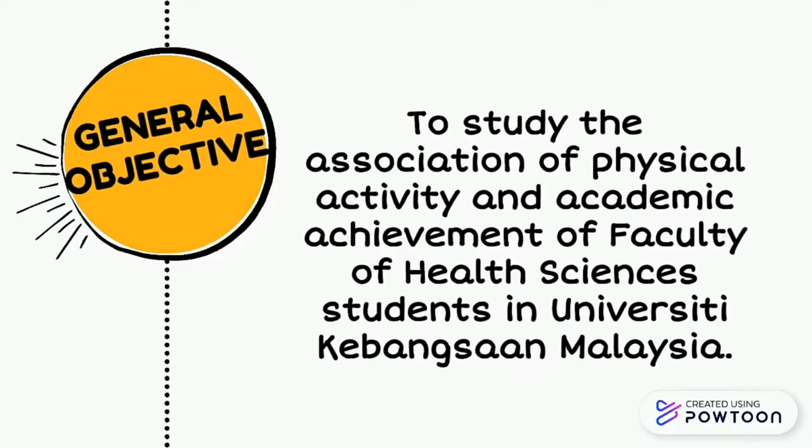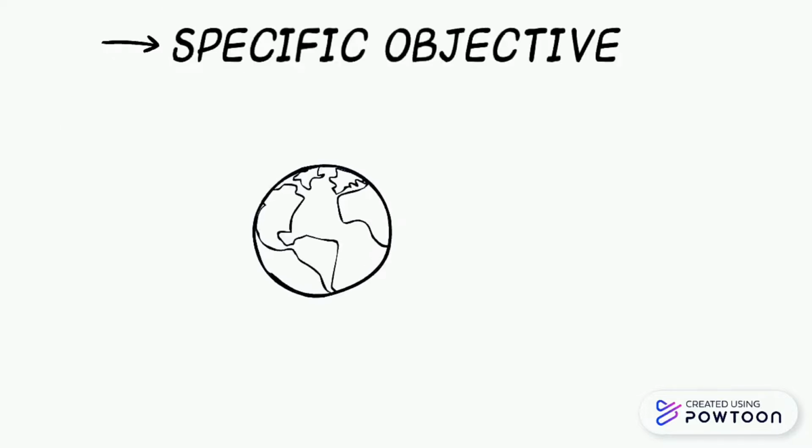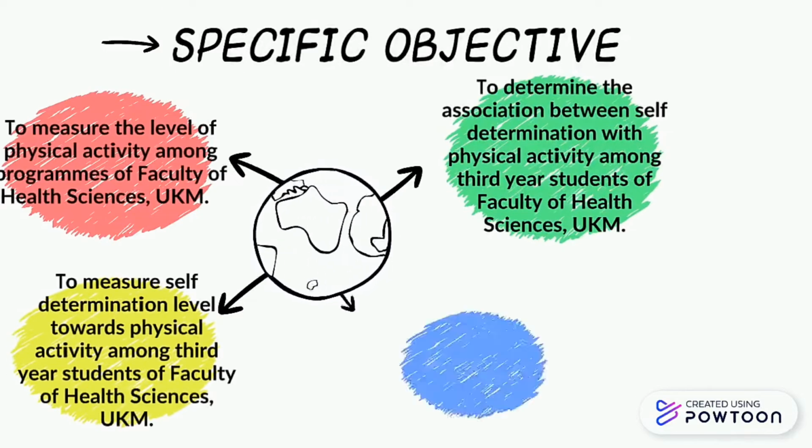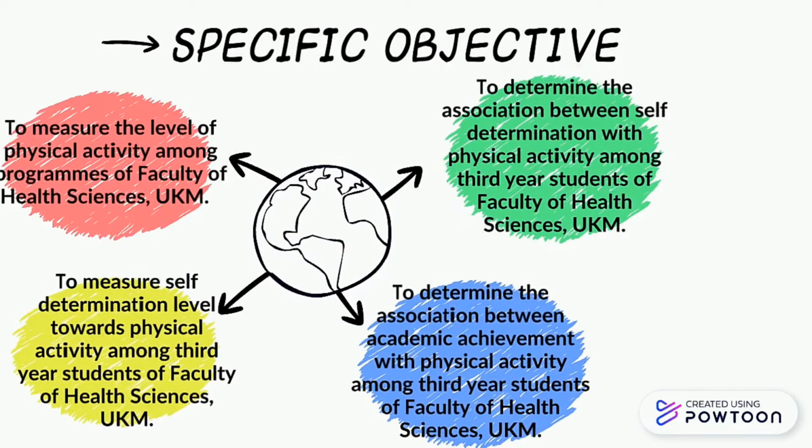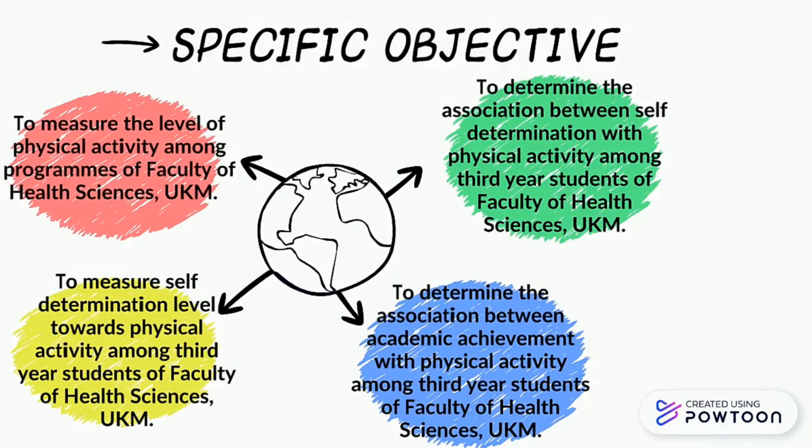Our general objective is to study the association of physical activity and academic achievement of Faculty of Health Sciences students in University Kebangsaan Malaysia. Next, we'll move on to the specific objectives. First is to measure the level of physical activity among programs of Faculty of Health Sciences UKM. Two is to determine the association between self-determination with physical activity among third-year students of Faculty of Health Sciences UKM. Three is to measure self-determination level toward physical activity among third-year students of Faculty of Health Sciences UKM. And lastly is to determine the association between academic achievement with physical activity among third-year students of Faculty of Health Sciences UKM.